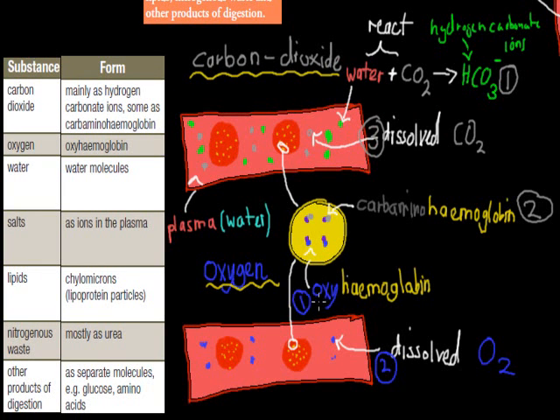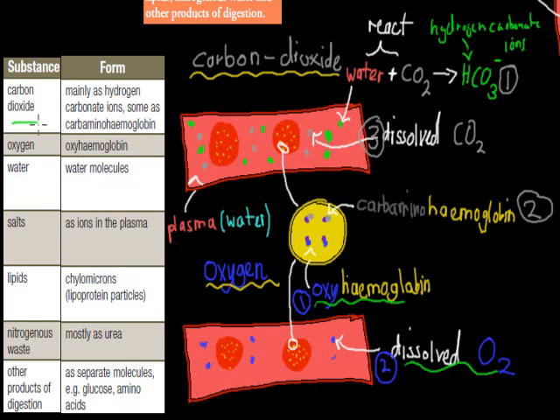There are 2 ways for oxygen to travel. The number 1 way is that the majority of it travels as oxyhemoglobin. Oxyhemoglobin refers to oxygen binding to the hemoglobin, which can be found in red blood cells themselves. So this is the number 1 way, but it can also travel dissolved in plasma. So 2 ways for oxygen.